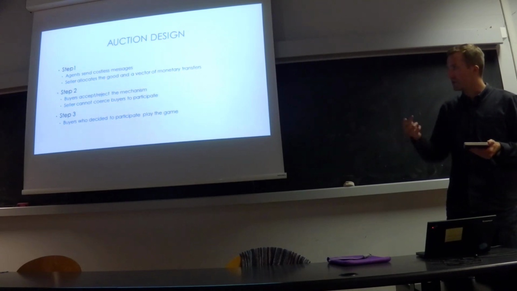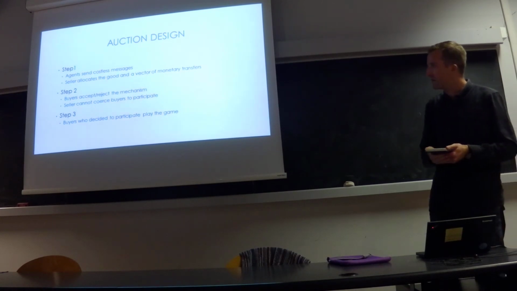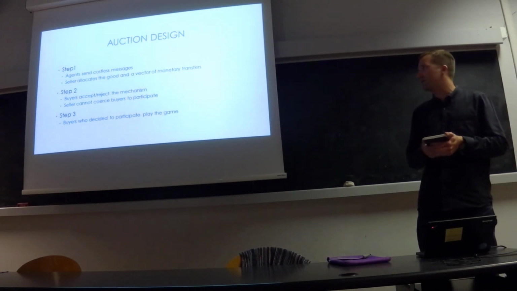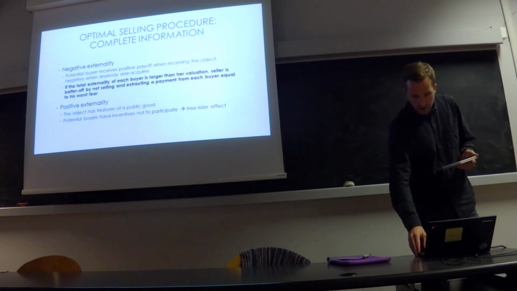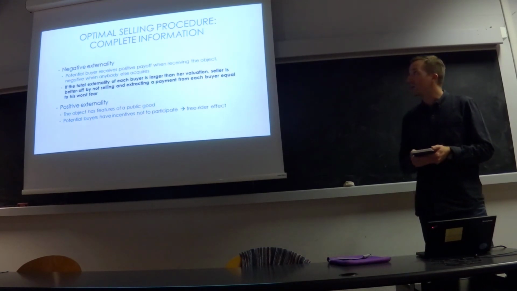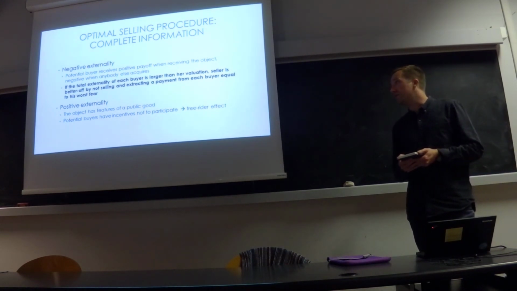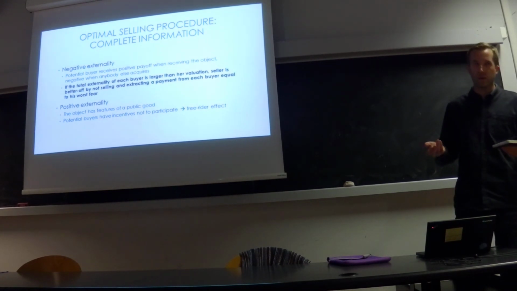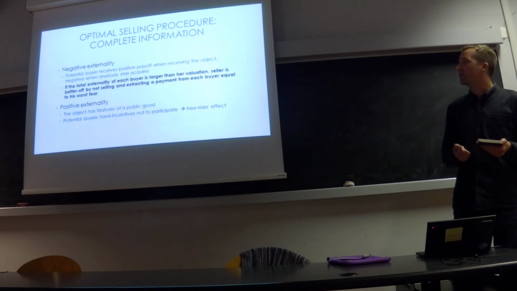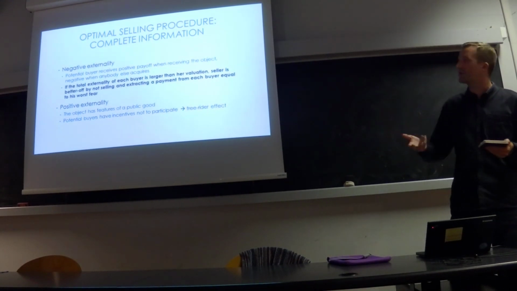So if someone doesn't want the good, the seller cannot just dump the good on him. And in the final step, the buyers, the potential ones who decided to participate, play the game. So basically we have two scenarios in the model. One is with complete information. In this case, if we presume a negative externality, the potential buyer receives a positive payoff when he receives the object, and in the other case, if he doesn't, he has a negative payoff because somebody else acquired it.